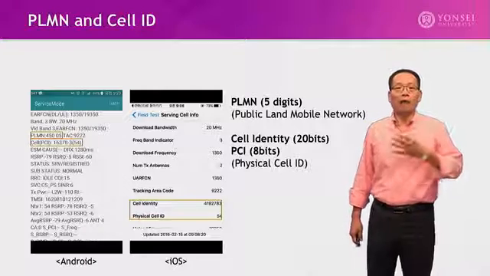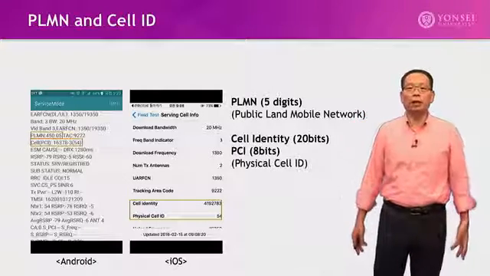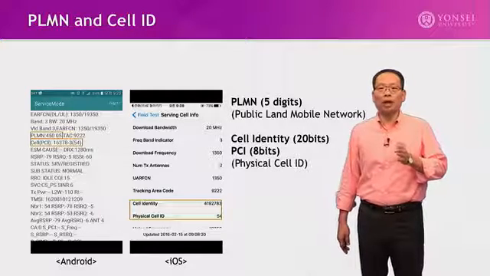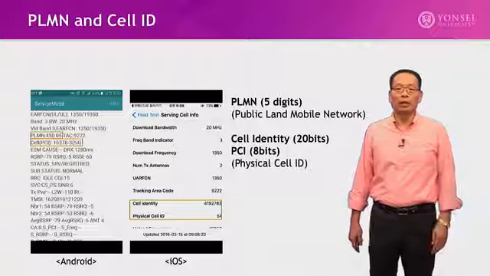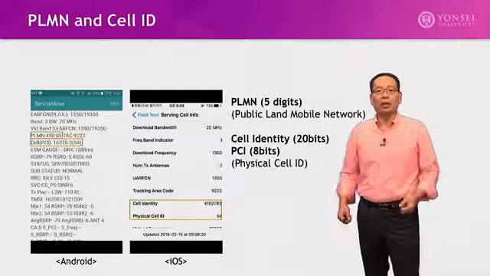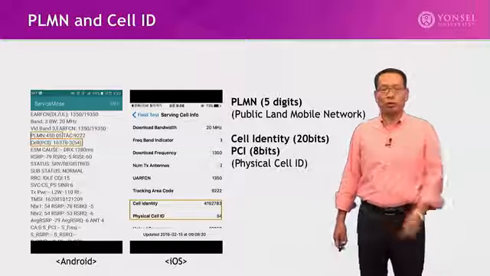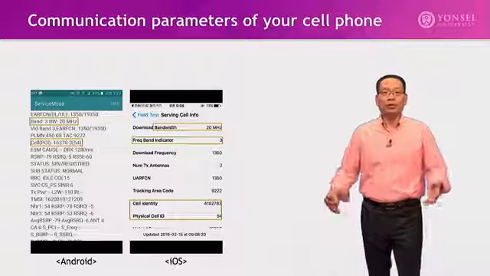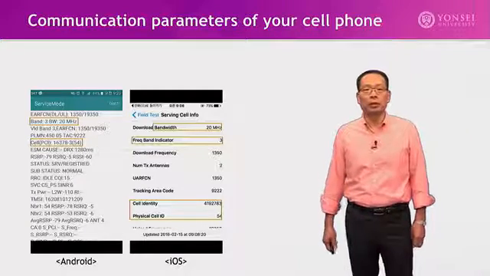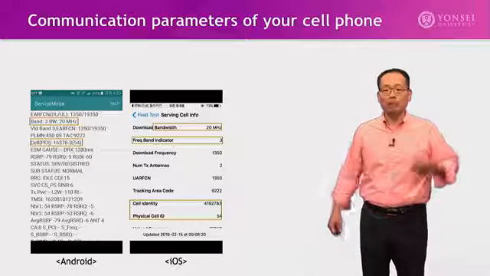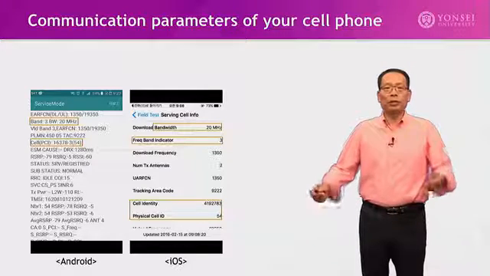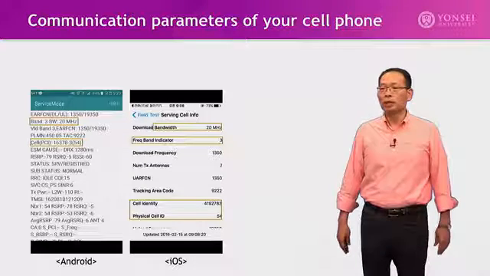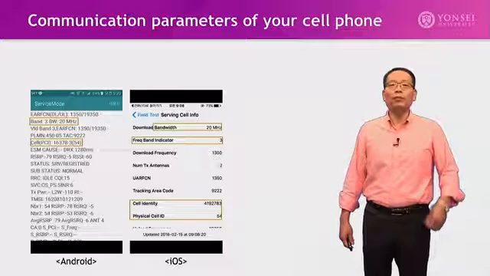If I move 1 mile from here, but still stay in Korea, then the physical cell ID would be changed, but the PLMN would not, because I'm still in Korea even though the base station is changed. Well, I have just explained the three basic parameters for wireless communication in my cell phone. Do you understand what I explained? Bandwidth, frequency indicator, cell ID. I hope you say yes.